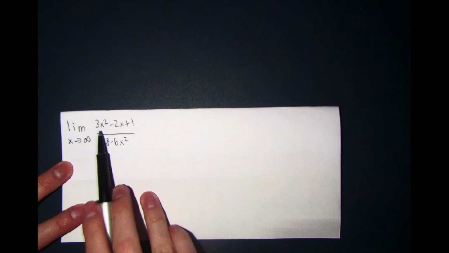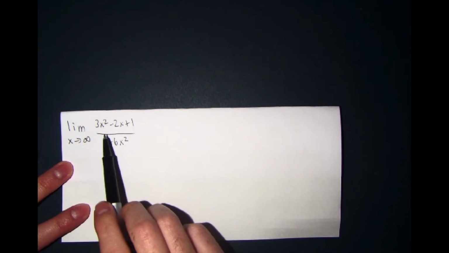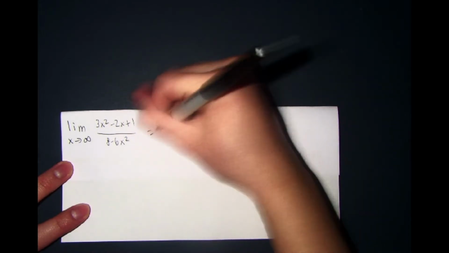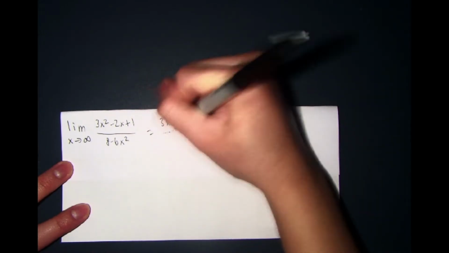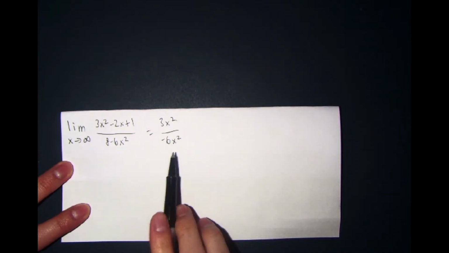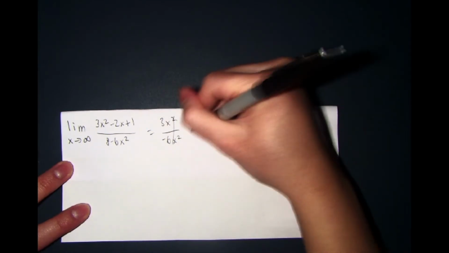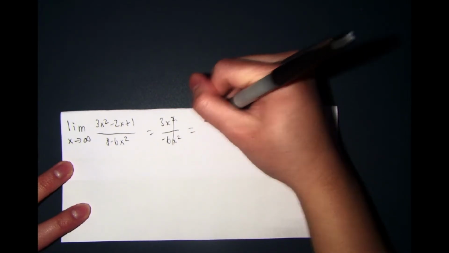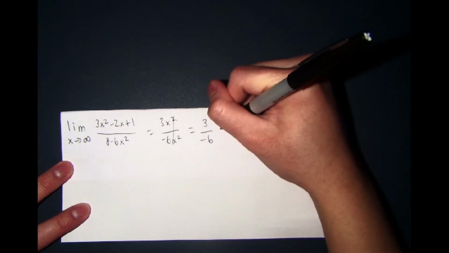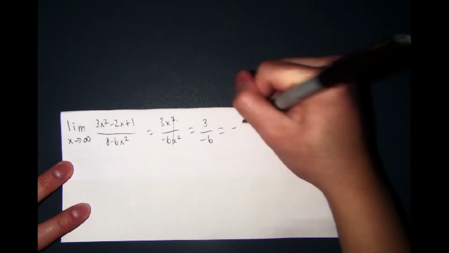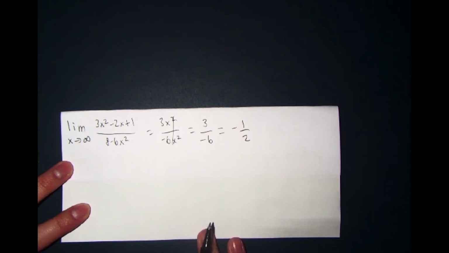So in this next example, we can see that the degrees of the numerator and the denominator are the same because they both have something raised to the x squared, which is their greatest degree. That means we only have to pay attention to these terms. So you look at 3x squared over minus 6x squared. Notice that you can cancel the x squared. So you're simply left with 3 over negative 6, which simplifies to negative 1/2. So that would be your answer.